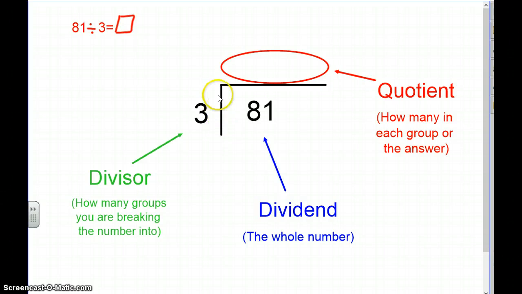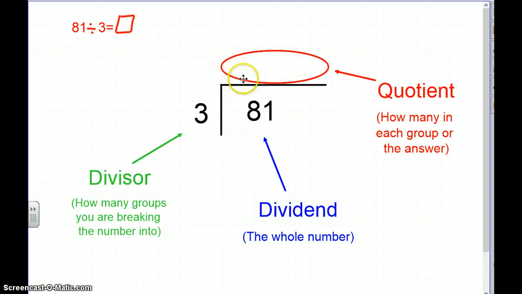So I call this the little house, and your dividend, or the number that you're dividing, your big whole number, goes inside the house, okay? And remember that we are trying to break 81 into equal groups, or as close to equal as possible. Sometimes we have a remainder, right? So that number right here is our divisor, and we're dividing 81 by 3. So we're trying to put 81 into 3 equal groups. Your divisor tells you how many groups you're breaking your number into, okay?